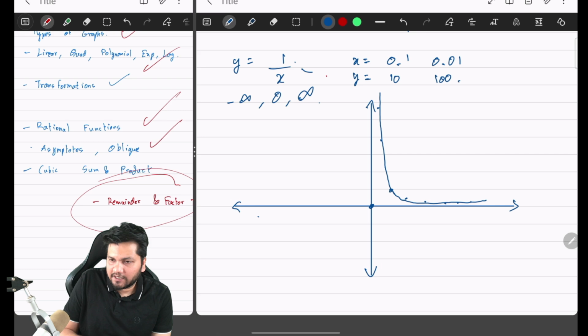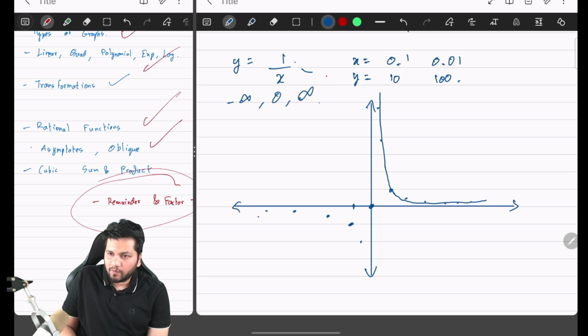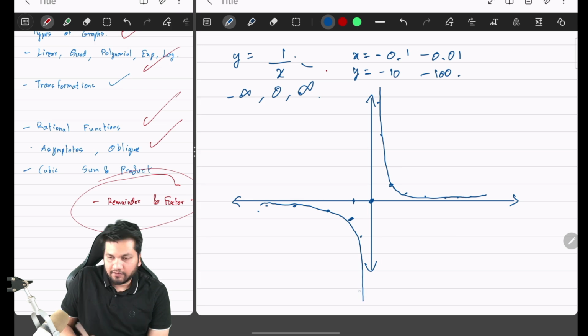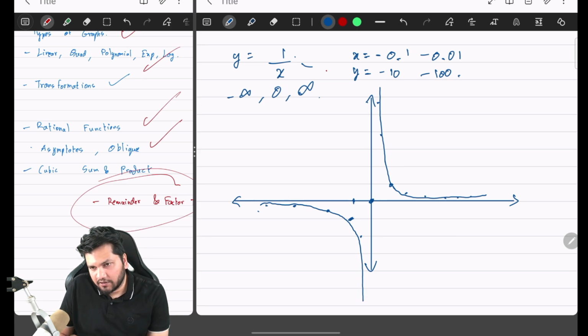So again, I'll start with minus 1. If I put minus 1, I'll get minus 1 as the output. If I put minus 2, I get minus 1 by 2, minus 3, minus 1 by 3, and so on. Then if I put minus 0.5, it's going to be minus 2. If I put minus 0.1, I get minus 10, and so on. So you see, this is the kind of graph you're going to get. This is the basic graph of your rational function.